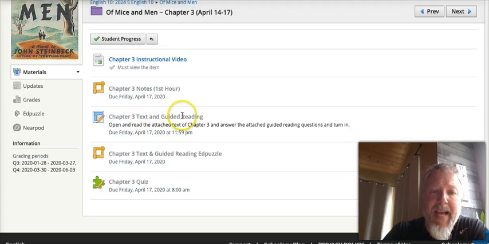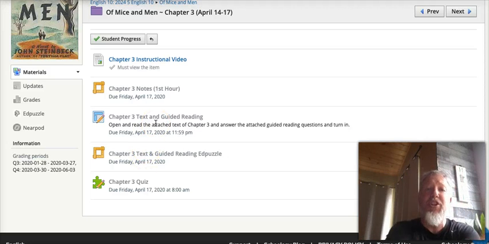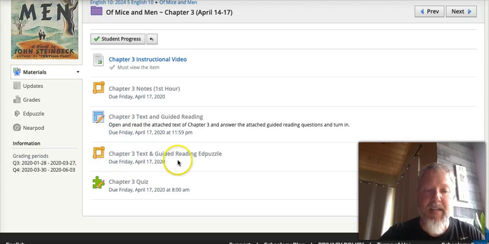Now, the text and guided reading assignments. Some of you are doing both of these. You don't have to do that. Just pick one or the other. This one is the text, chapter 3, text and guided reading. For this assignment you read the PDF, then you complete the multiple choice questions and you submit them.